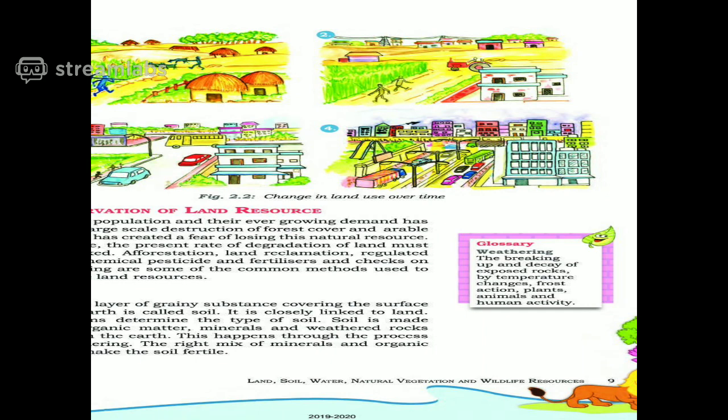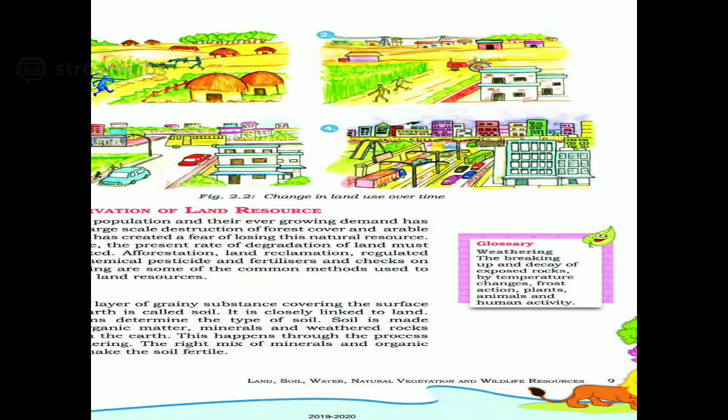So now, what are the steps to conserve this land, so that no more degradation of land takes place? How can it be checked? There are some steps. The first one is afforestation: planting more trees, growing more trees and stopping the cutting of trees. Afforestation. Then next is land reclamation.